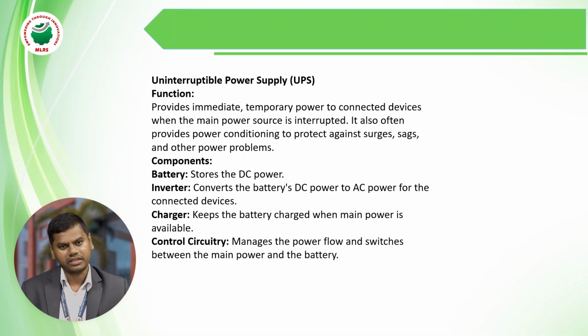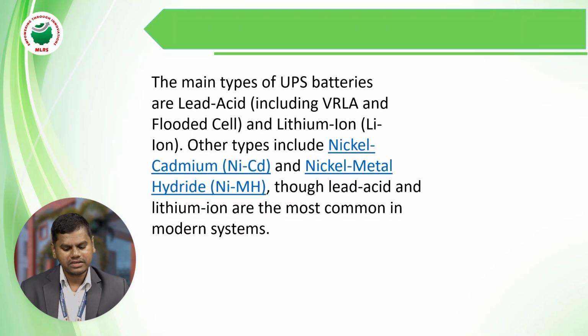Next, the main types of UPS batteries. The main types are lead acid and lithium ion, and other types include nickel cadmium and nickel metal hydride. Lead acid and lithium ion are the most common in modern systems.